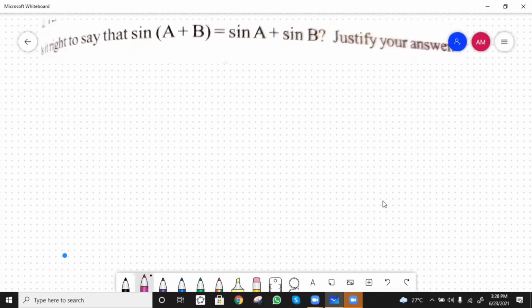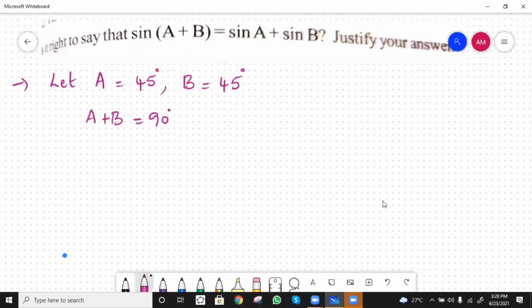Is it right to say that sine of A plus B is equal to sine A plus sine B? Let us check that by taking some examples. Let A be equal to 45 degrees, and B equal to 45 degrees. Then what is A plus B? 45 plus 45, 90 degrees.